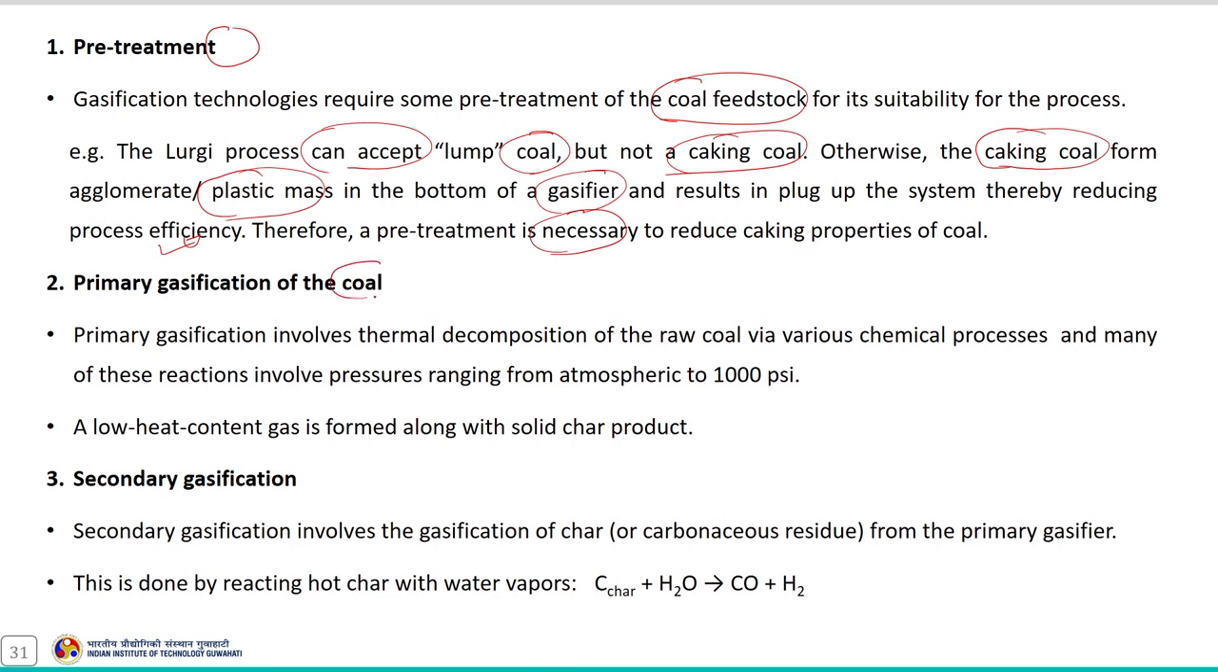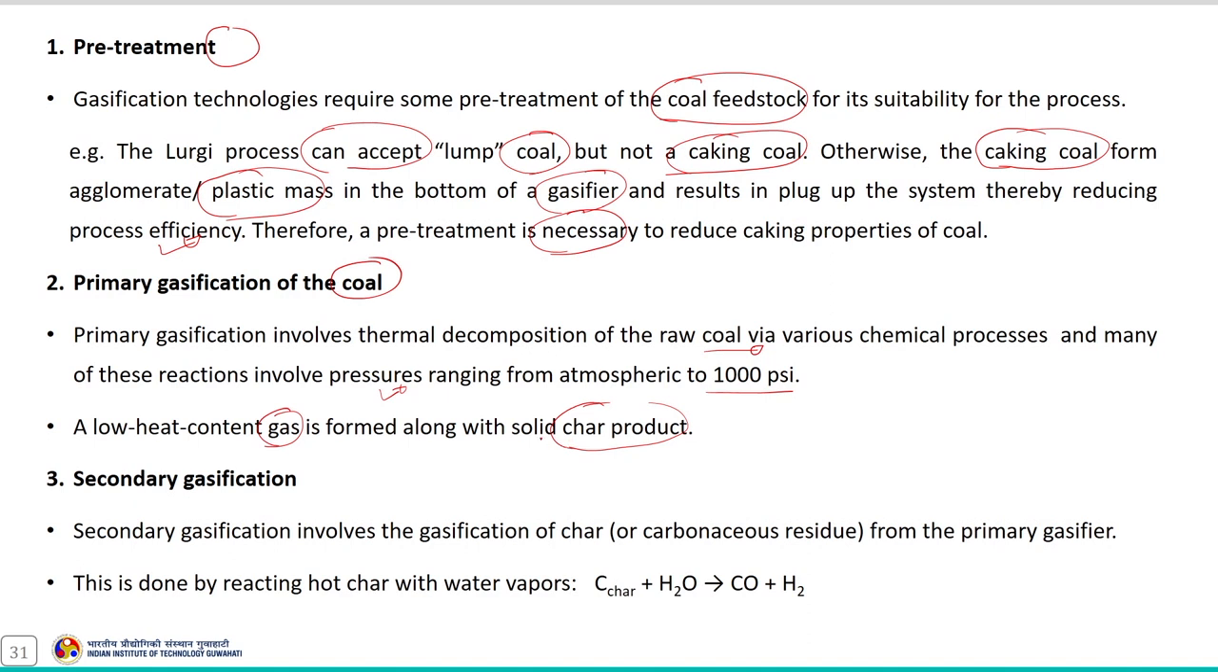Primary gasification of a coal involves the thermal decomposition of raw coal via various chemical processes, and many of these reactions involve pressures ranging from atmospheric to even 1000 psi. In this process, a low heat content gas is formed along with the solid char as a product.